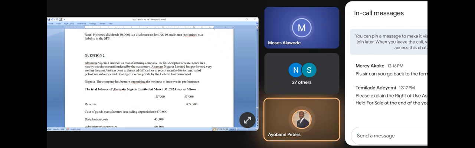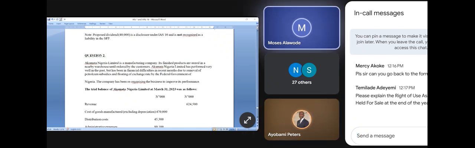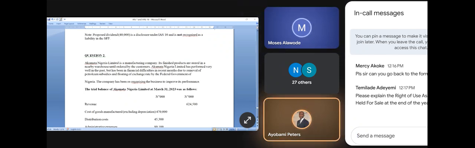Okay, right of use asset is treated under your statement of financial position. Please mute your mic, Moses. It's treated under the statement of financial position under the non-current asset. Moses, please mute your mic. Other persons too, please mute your mic. And then we looked at it under IFRS 16.